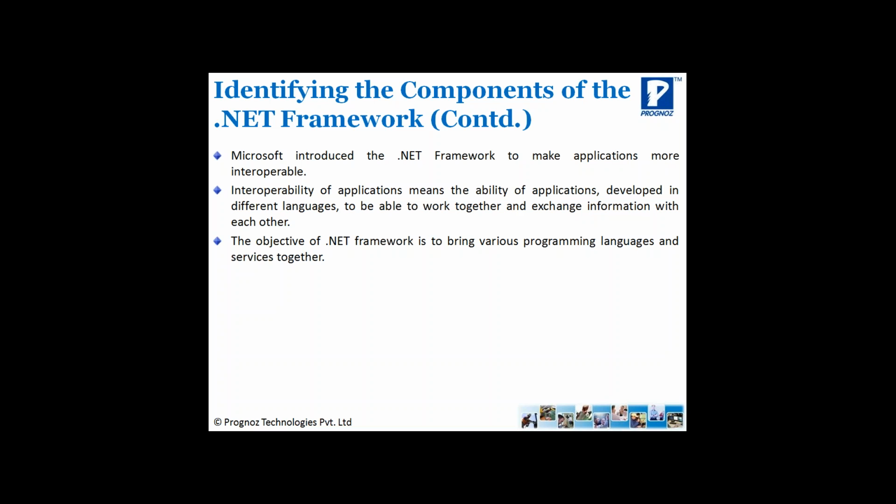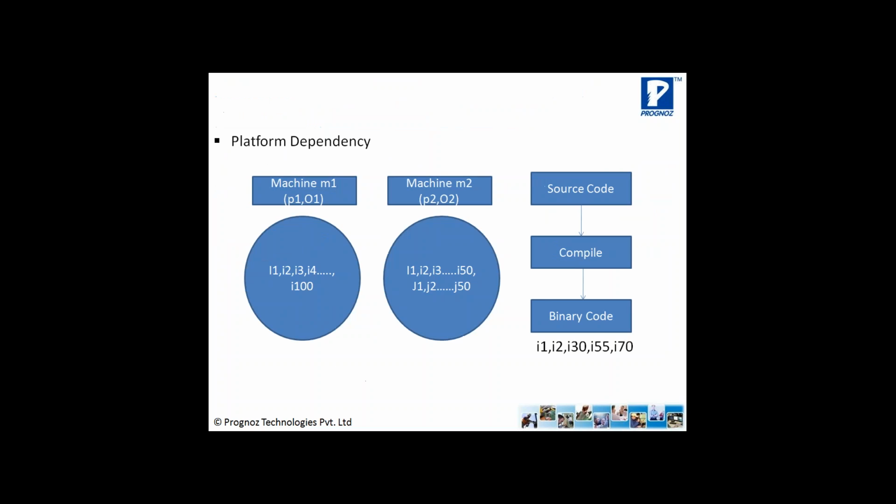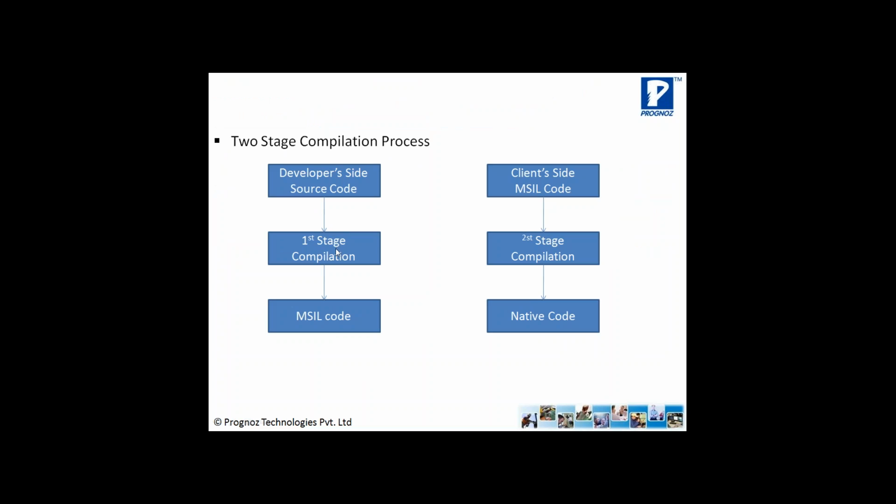So depending on your comfort level, you select the programming language, write the code, and then after writing the code, we perform the first stage compilation. The output is MSIL code. So whether the code is written in any programming language, the output would be MSIL code.